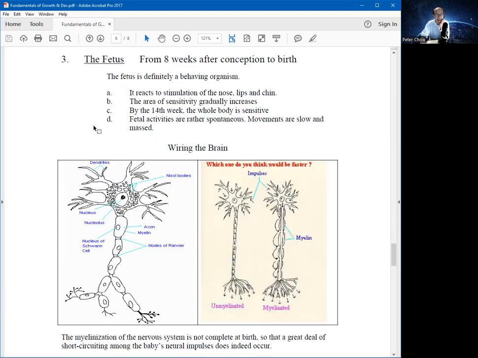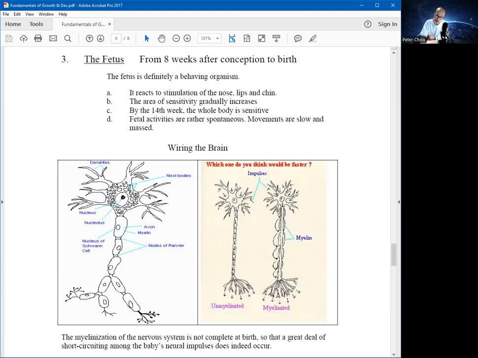Now you see here, this is the cell, okay? You have dendrites, a nucleus, and myelin. You see this diagram here: without myelin, and this is with myelin.